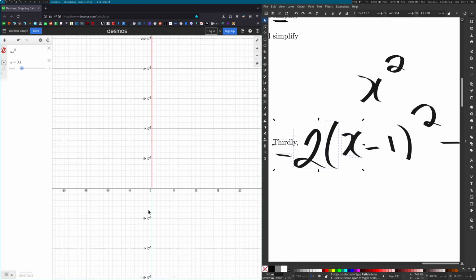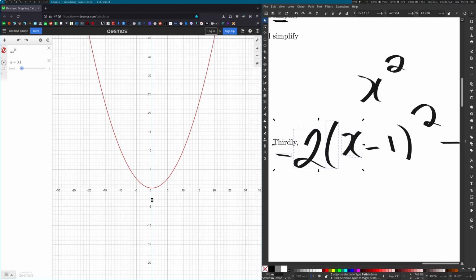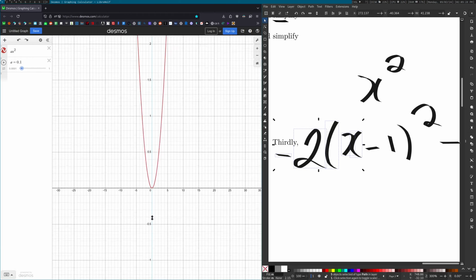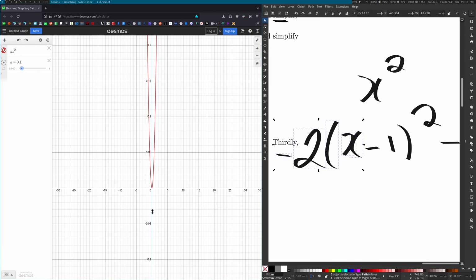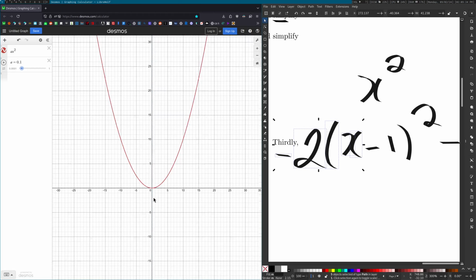So it would be a stretch if it's like 0 less than k less than 1. So, like that. If the factor is greater than 1, it's going to be a stretch like this. If it's less than 1, it's going to be a compression.